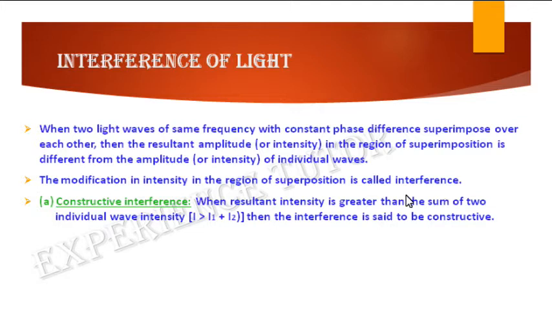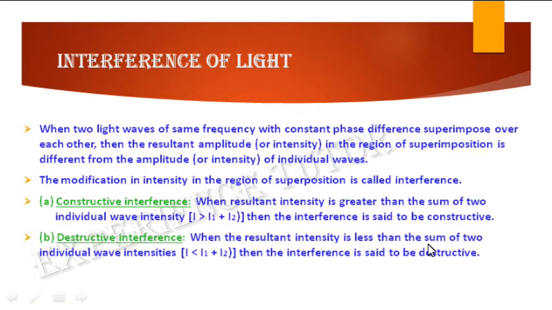Now next is destructive interference. When the resultant intensity is less than the sum of the two individual wave intensities, that is, I is less than I1 plus I2, then the interference is said to be destructive interference. Let us study more details about this.